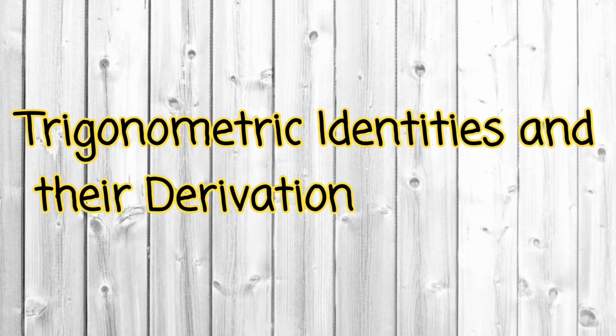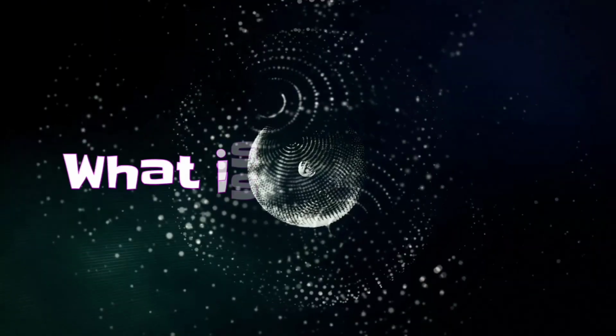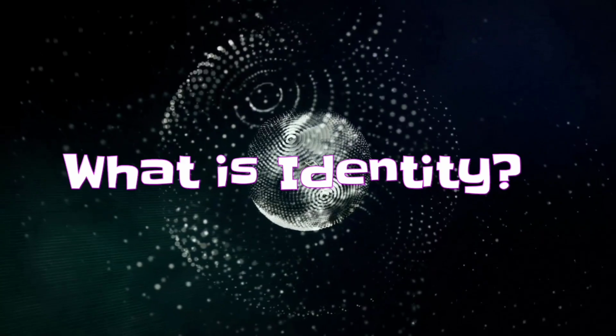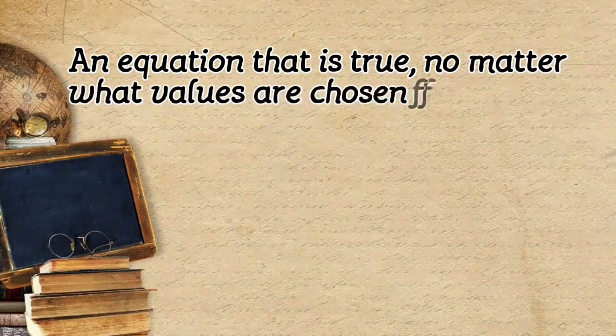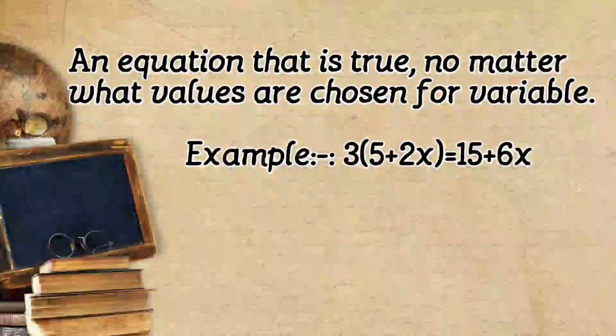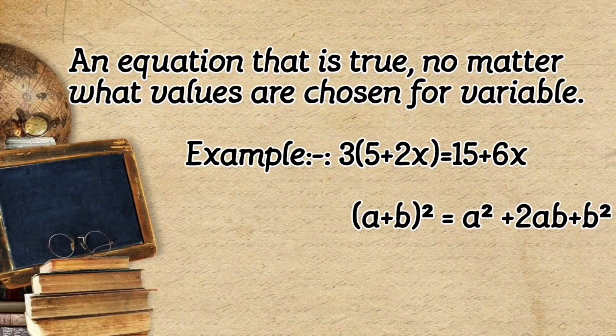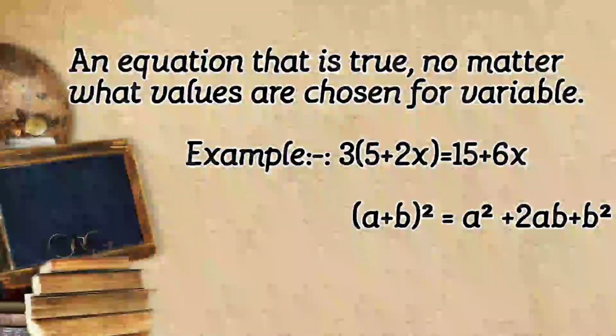And in this video, we will be learning about trigonometric identities and their derivation. So let's start from the very basic. What is an identity? An equation that is true no matter what values are chosen for the variable is an identity. You can see these two examples.